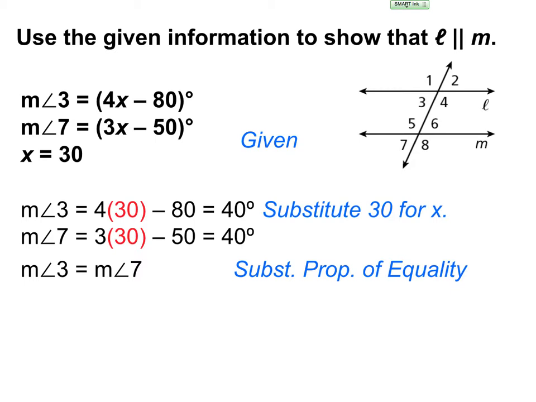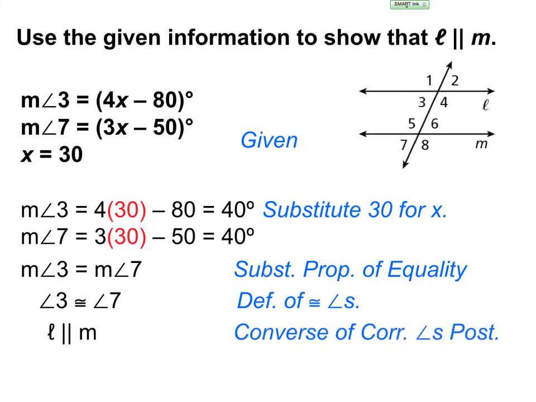Now it's kind of like the last problem that we had. So what did we do next? Reason? Correct. Get that congruent angle part. Then let's look at the picture. Angle 3 and angle 7, are those corresponding angles? Yes, we now have them congruent, so what can we do for the last line, Zach? L and M are parallel, because the converse of the corresponding angle postulate.